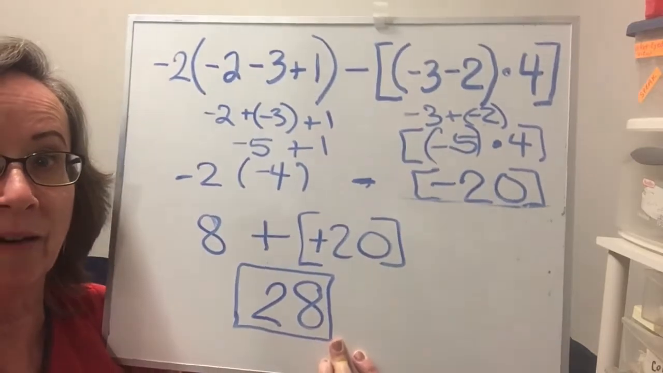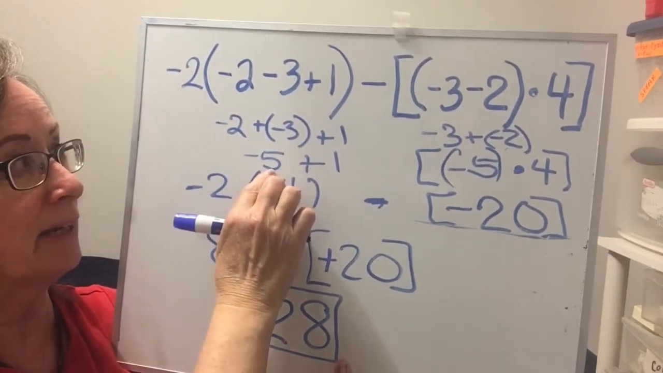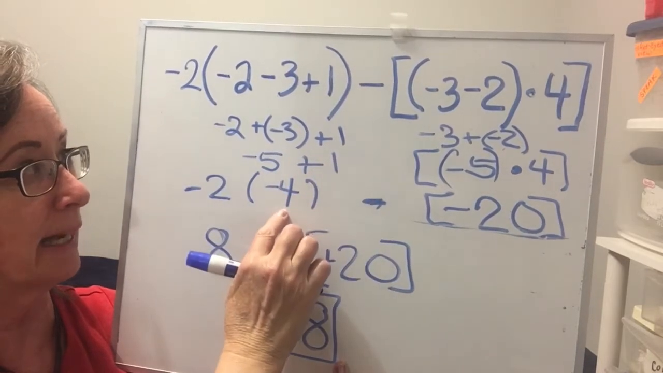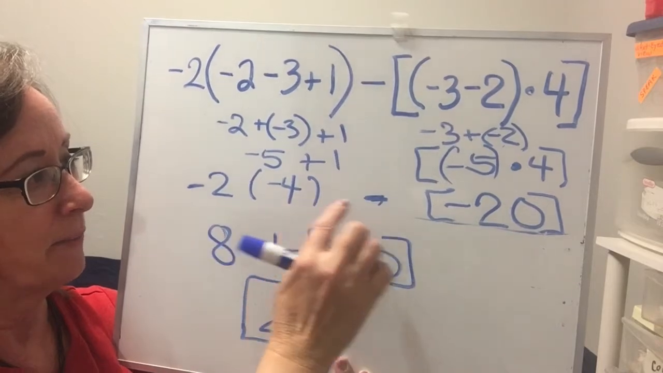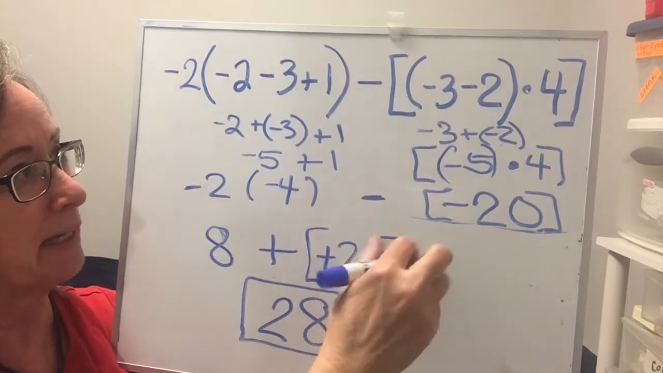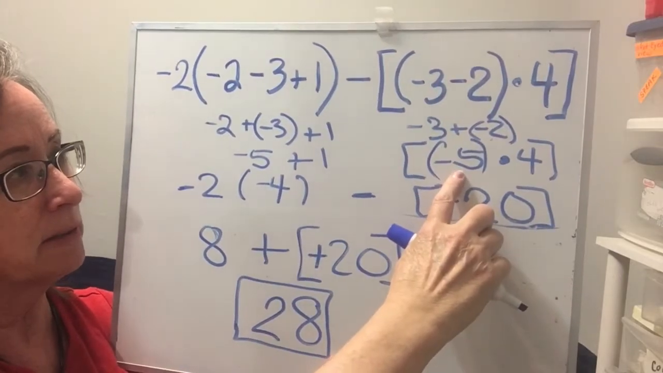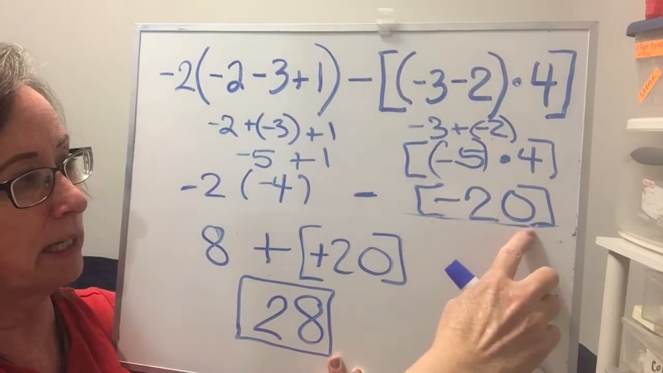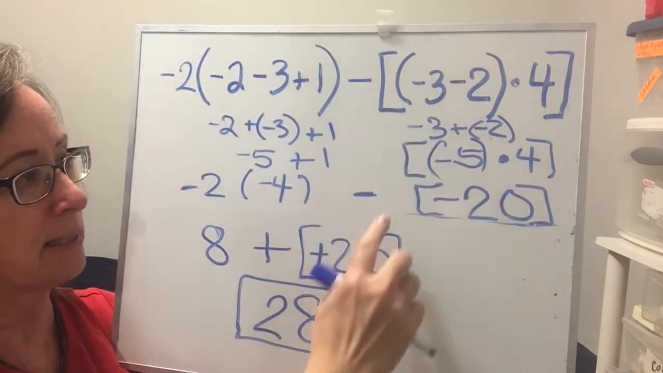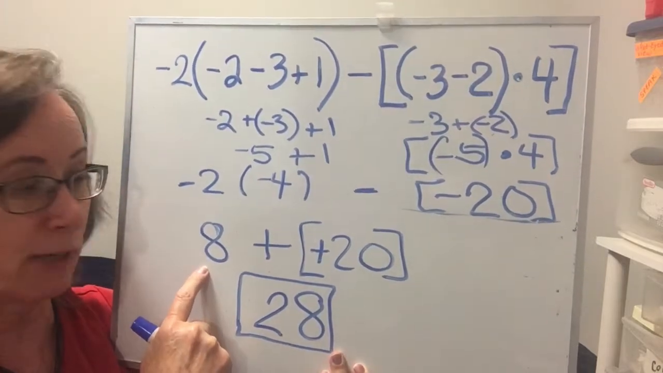So, can you see the whole board? We did this one first and got a -5 plus a 1 is a -4. We brought down our -2. Then this is a minus sign. We did this first and got a -5 times the 4 was a -20. Brought down our minus sign. Then we did a +8 because a negative times a negative is a positive.